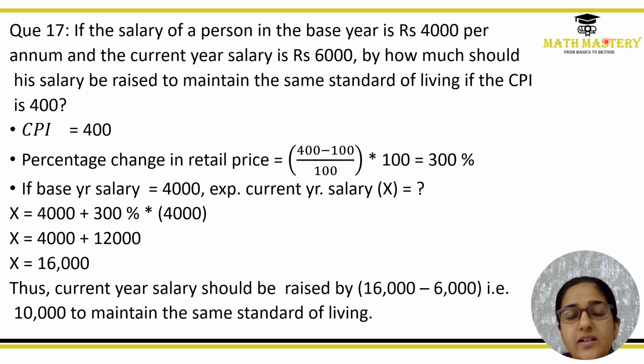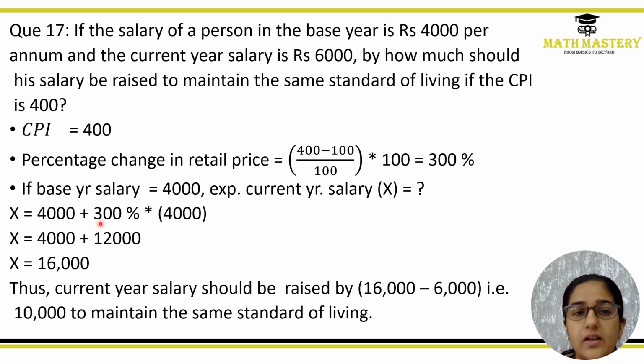So in order to calculate this, first we are given the CPI. The CPI is equal to 400. As we know that CPI index number is compared with the base year, and the base year CPI is 100. So we can calculate the percentage change in the retail price. The percentage change in the retail price will be (400 minus 100) by 100 multiplied by 100%. So this comes out equal to 300%. So this 300% is the percentage change in the retail price from the base year to the current year.